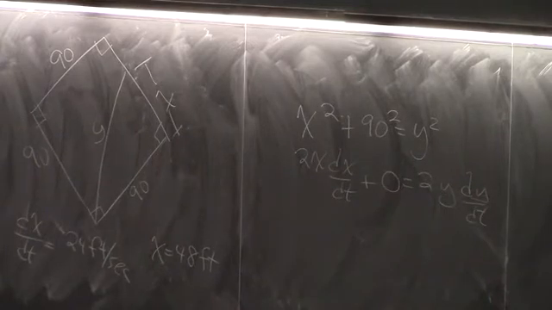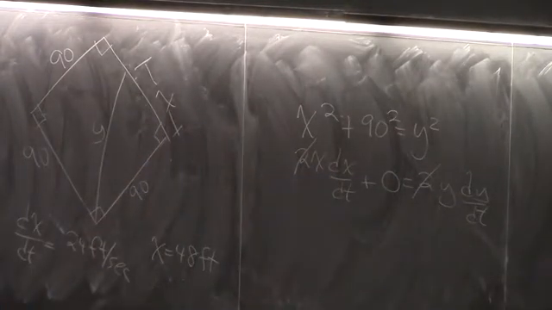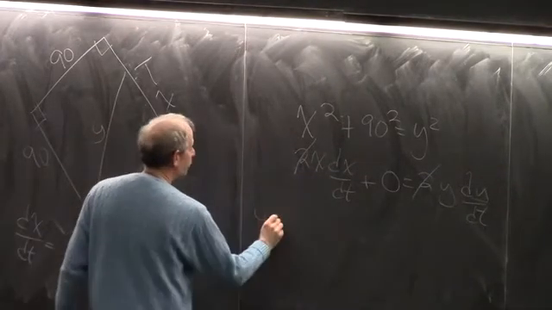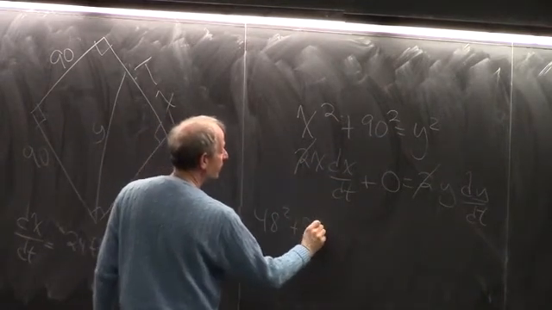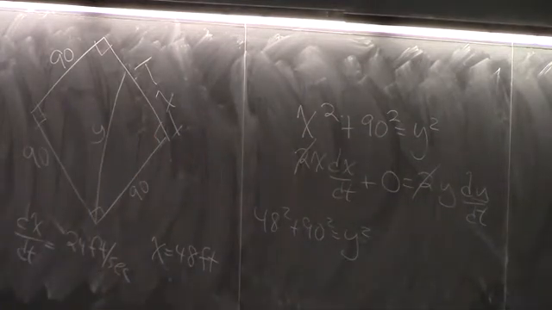Okay, cancel the 2's. You don't have to, but it always makes the arithmetic easier since you can't use a calculator. We know x is 48, we just need to figure out what y is. So we could do a little Pythag: 48 squared plus 90 squared equals y squared. Ooh, 48 squared, that's not a fun number. That's 2304.